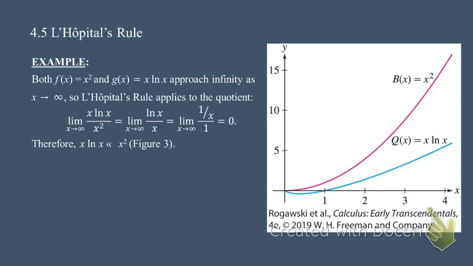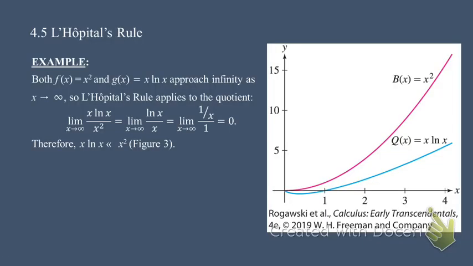So let's look at this example here. We want to take the limit as x approaches infinity of x times the natural log of x over x squared. So x times the natural log of x happens to be this function here. We see that it goes off to infinity. And over x squared, we of course know x squared goes off to infinity. So now L'Hopital's rule holds.